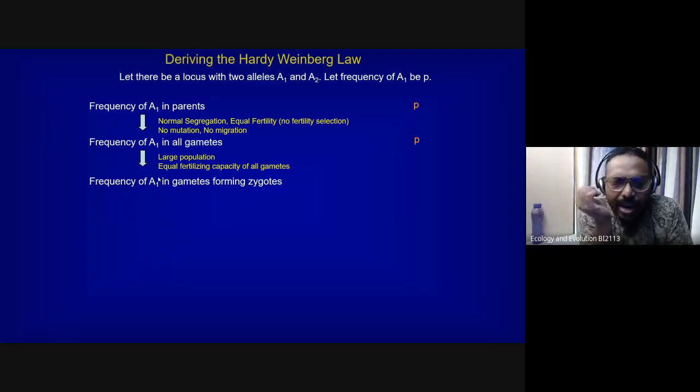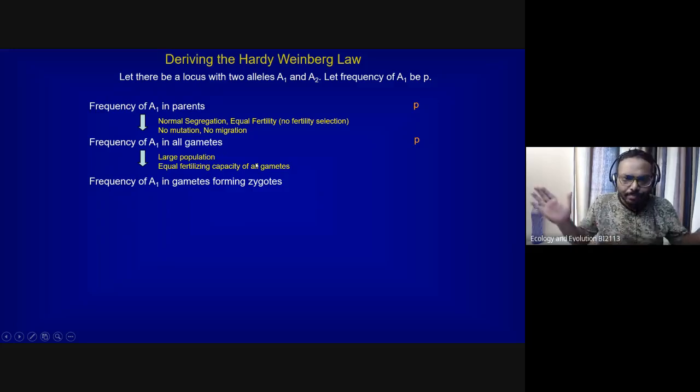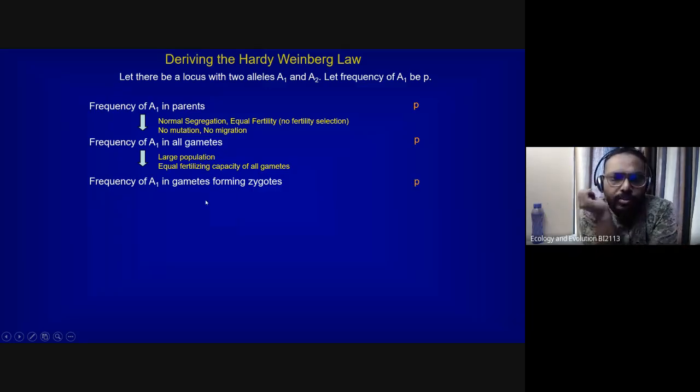Number one. And number two, I think this is what you were probably talking about: the fertilizing capacity of all the gametes. Someone talked about motility and all that. I was thinking about it over here, but you can also think about it over here. I think this is explicitly taking care of that point: equal fertilizing capacity of all the gametes, right? So if you have ensured that these two conditions have been met, then by what we discussed, the frequency of A1 in gametes forming the zygote still remains at P, correct?